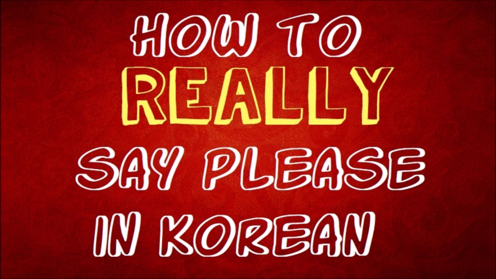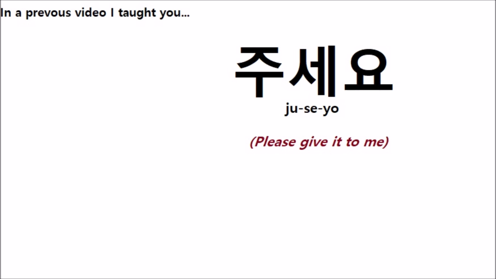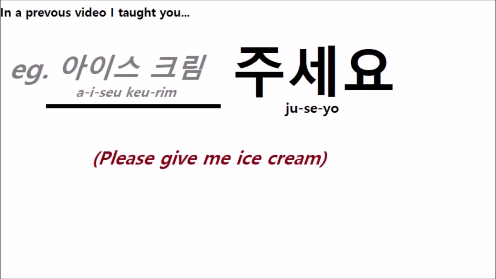For real. I've already talked about how to say please in Korean in my basic Korean vocabulary video. In that video, I showed you the word Juseyo, which means please give it to me. You put this word after the thing you want someone to give you. For example, ice cream Juseyo. Please give me ice cream.